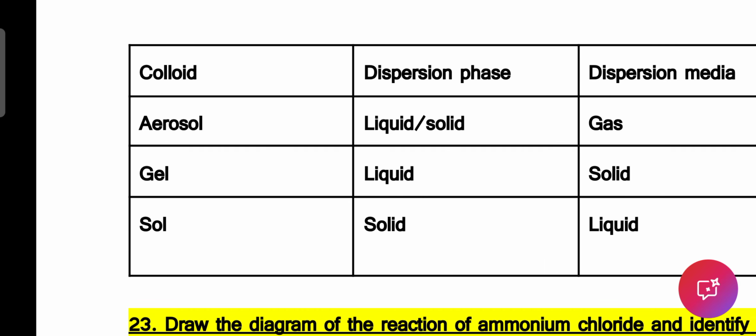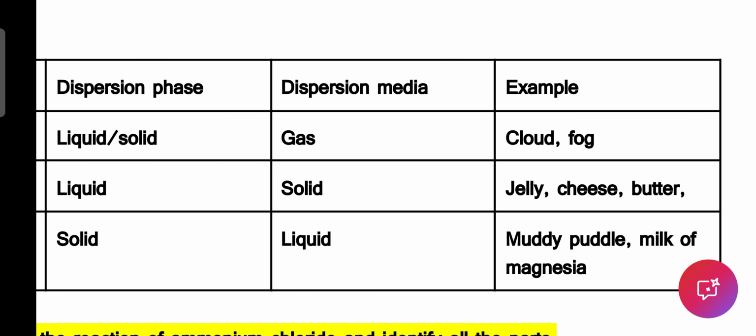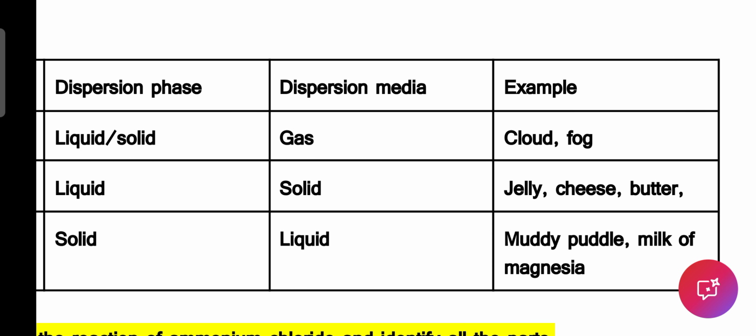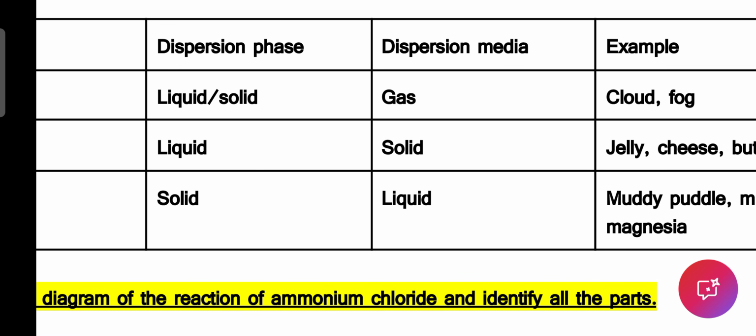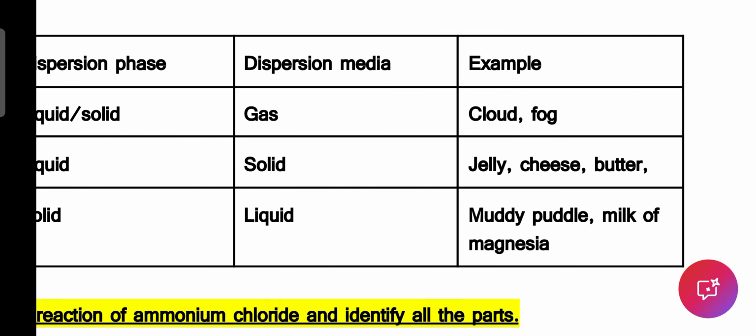Gel, as the name says, the liquid is dispersed in the solid. And jelly, cheese and butter are the examples. Sol, S-O-L, is another colloid in which a liquid has the solid in it. And the examples are muddy puddle and milk of magnesia.